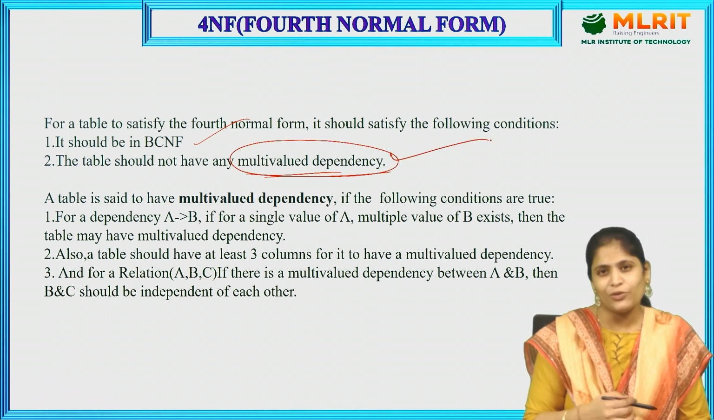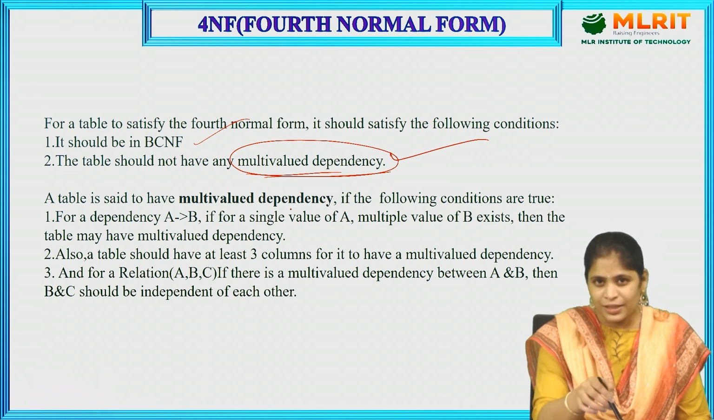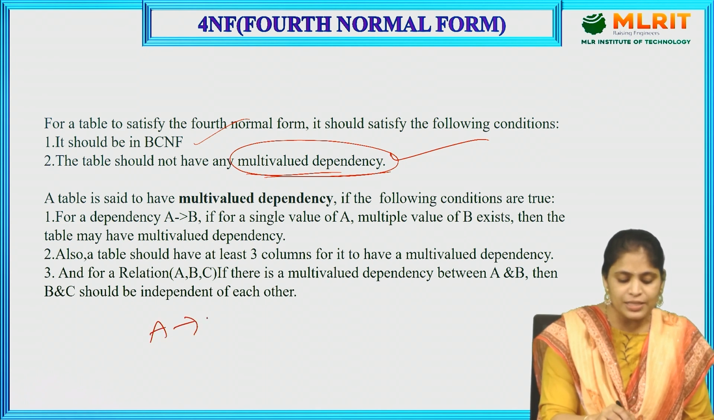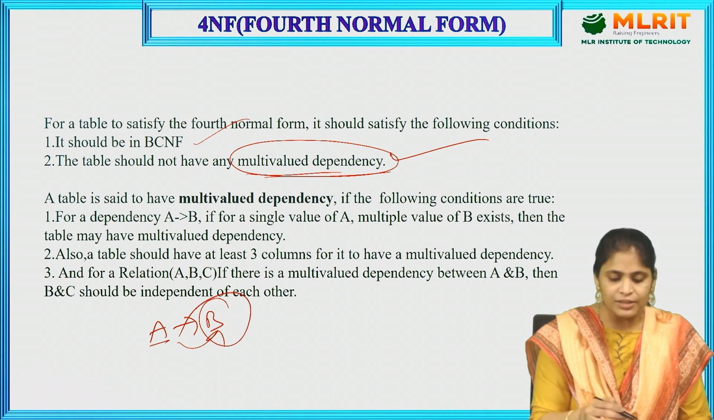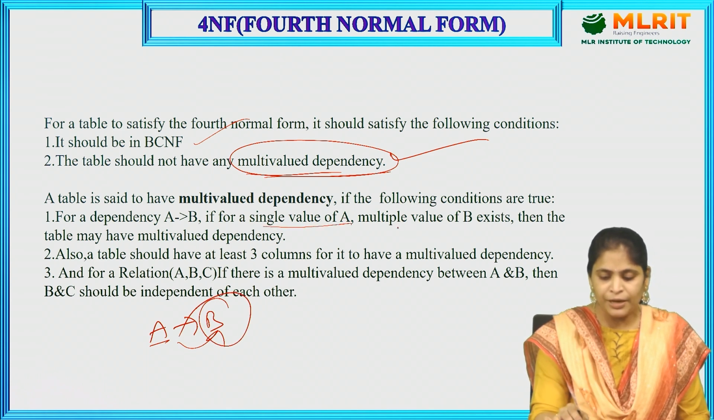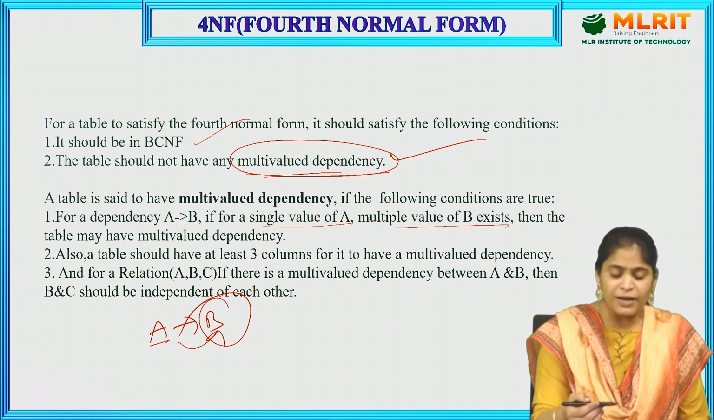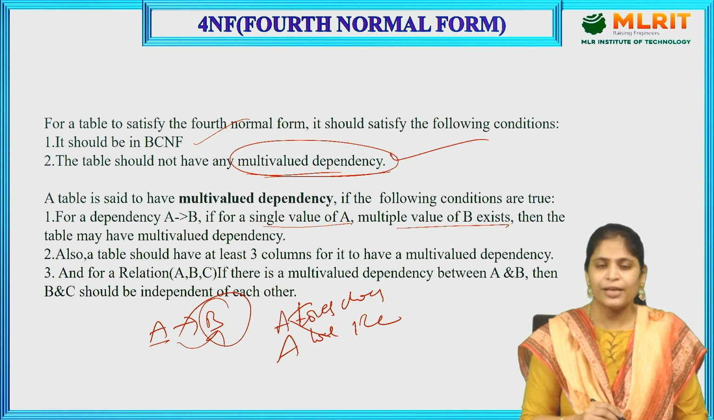So this is the term we now have to learn. What is multi-value dependency? A table is said to have multi-value dependency if the following conditions hold. For a given dependency A tends to B, if for a single A, multiple values of B exist. For example, A, that is myself, loves chocolates, and again A loves ice cream. So here I have multiple values.